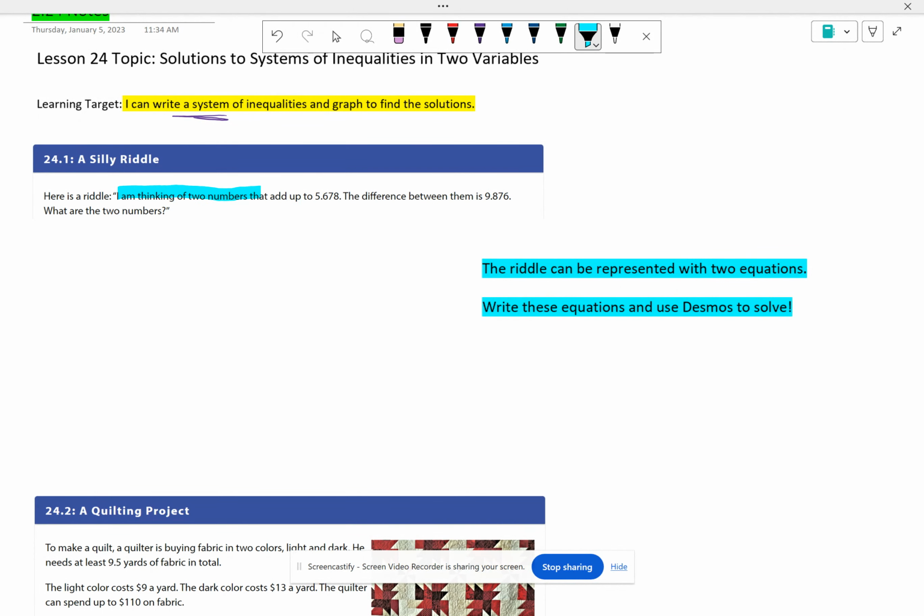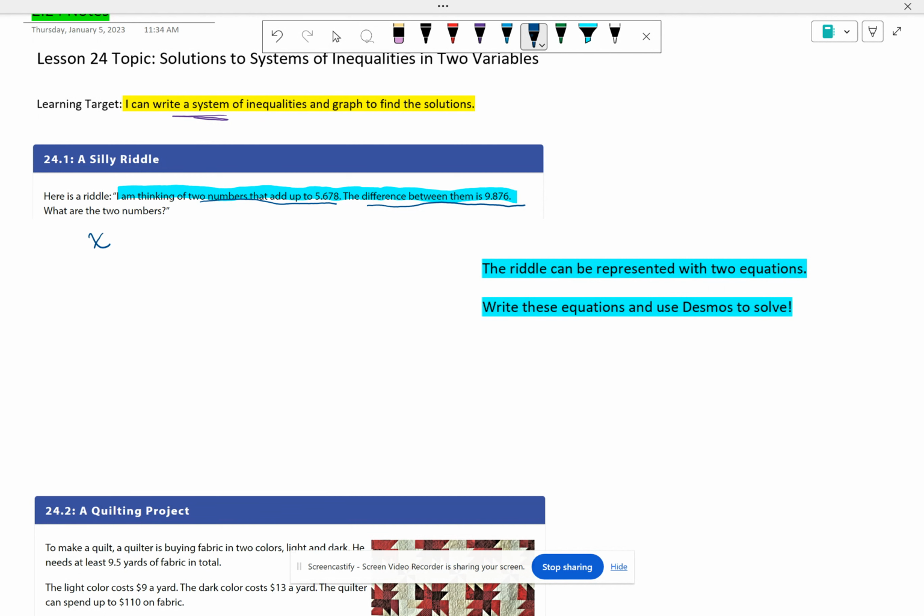Here's the riddle. I'm thinking of two numbers that add up to 5.678. The difference between them is 9.876. What are the two numbers? So there's two pieces of information we have. They add up to 5.678, and the difference is 9.876. I know there's a decimal there, but it's just easy to say.